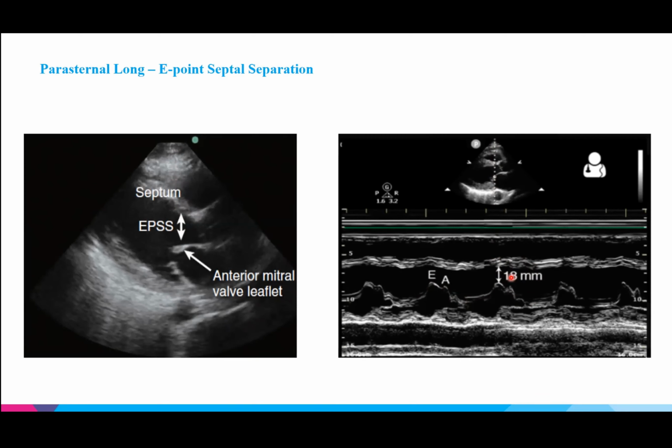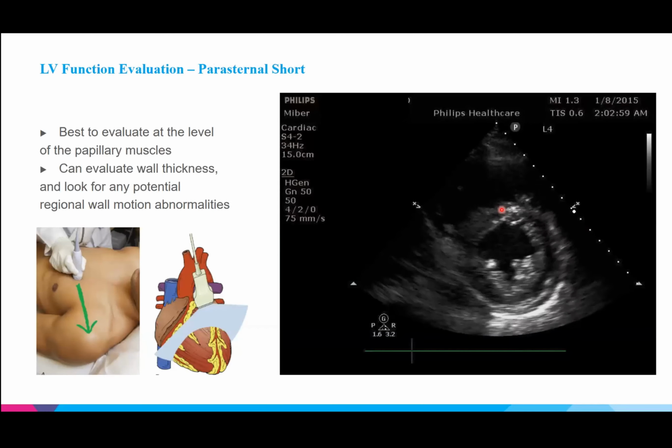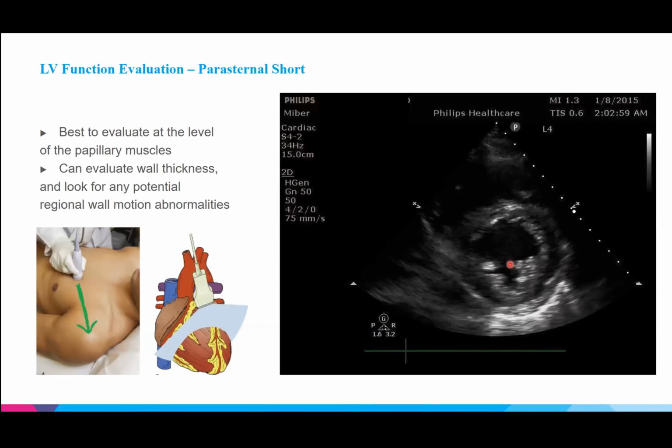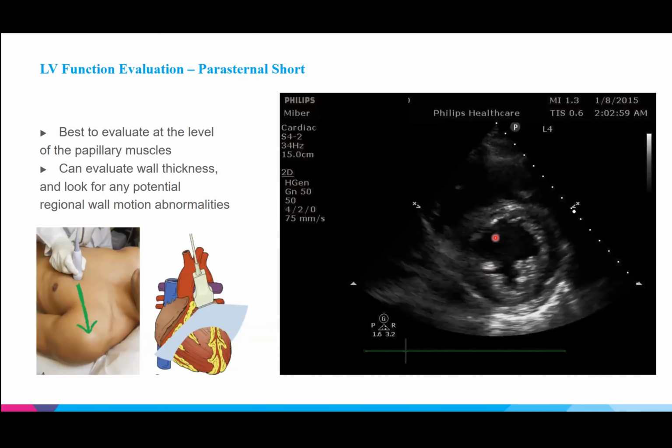So your parasternal long axis view is going to be one of your most helpful views for assessing LV function, but I personally like to use the parasternal short axis. The reason that I like this view is because it gives us a nice circular view of the left ventricle. So we're really seeing all sides of the left ventricle, and we can really analyze the movement of each aspect of the left ventricular wall.